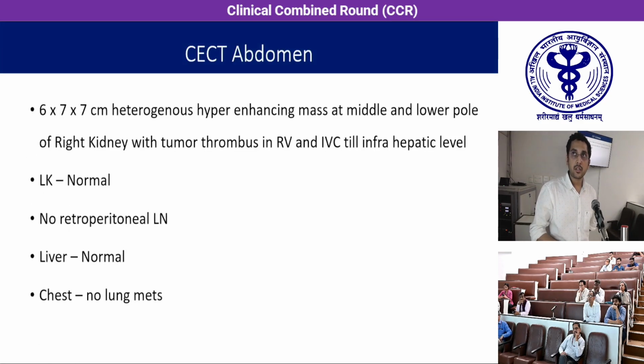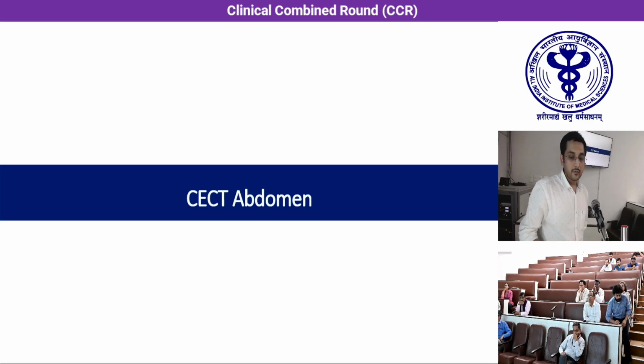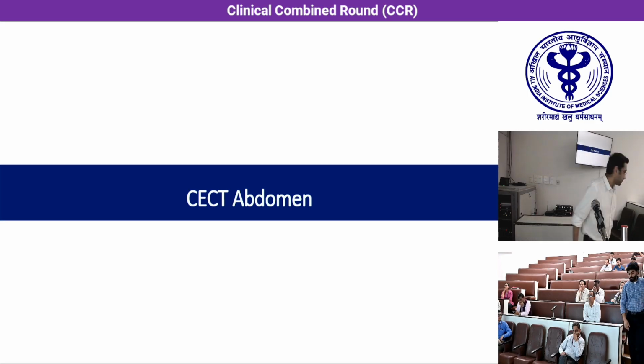So we proceeded with the diagnostic workup of a contrast enhanced CT scan of the abdomen that revealed a 6 cross 7 cross 7 centimeter heterogeneous hyperenhancing renal mass in the right kidney with tumor thrombus in the renal vein and inferior vena cava till infrahepatic level. The opposite side kidney was normal. There was no retroperitoneal lymph nodes. The chest and liver was normal, no distant mets. I would like to invite Dr. Siddharth from radiology to further describe the CT scan.